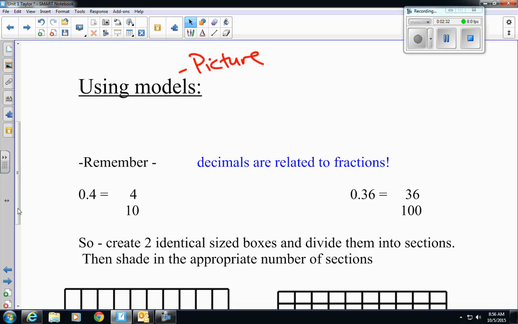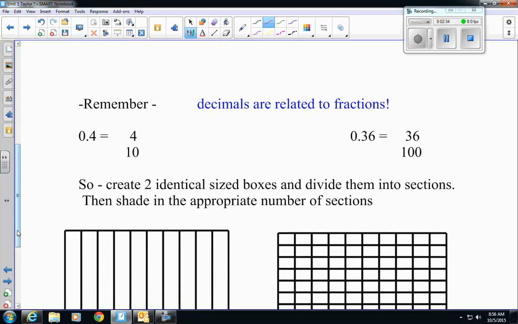Now I made this a long time ago before I really was good at this program, and I don't know why I always forget to go back and fix it. But if we're working with 0.4, it's the same thing as the fraction 4/10. If you could fill in that bar, that would be great. And on the other side, we're working with 0.36, which is the same as 36 hundredths. Okay? So again, fill in that fraction bar.